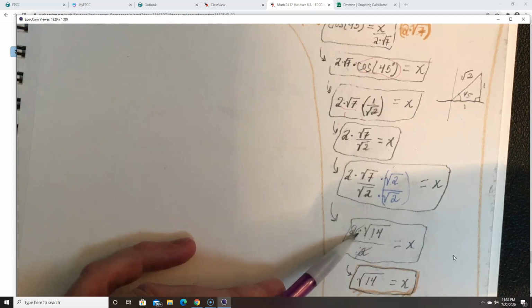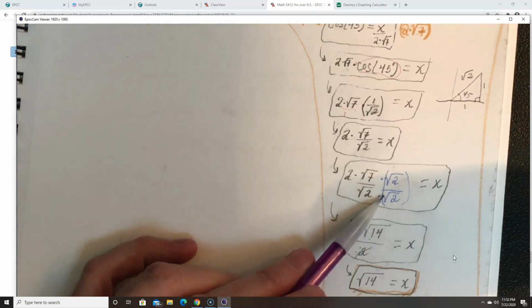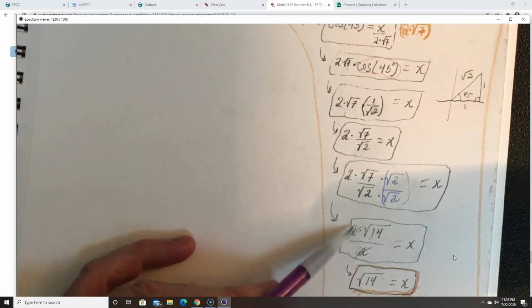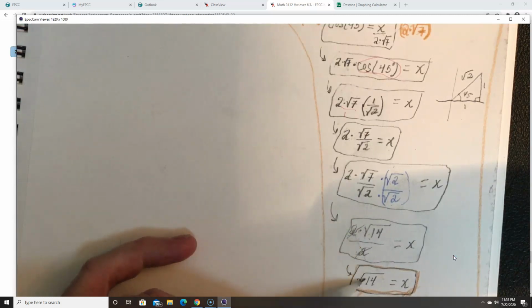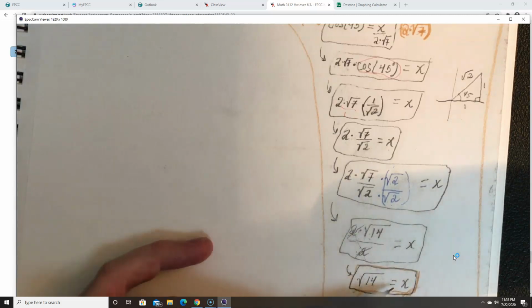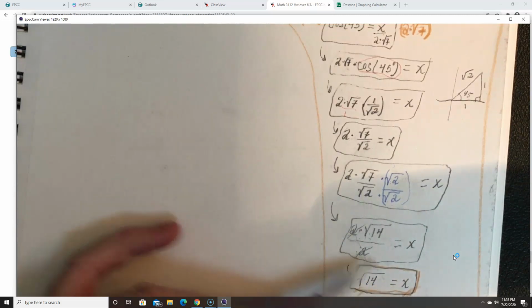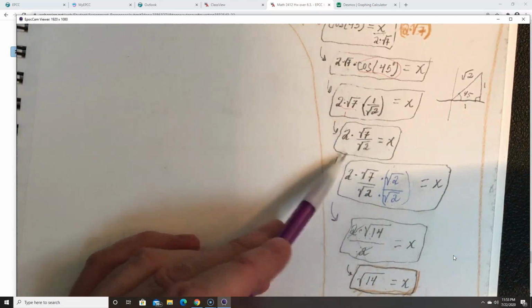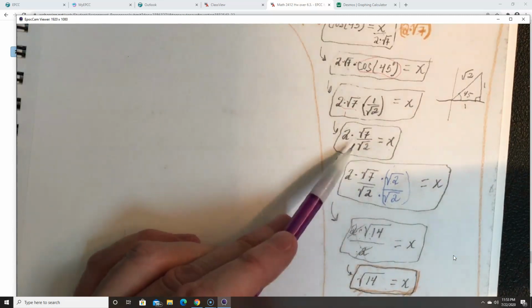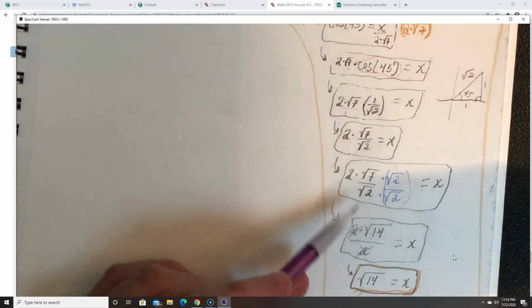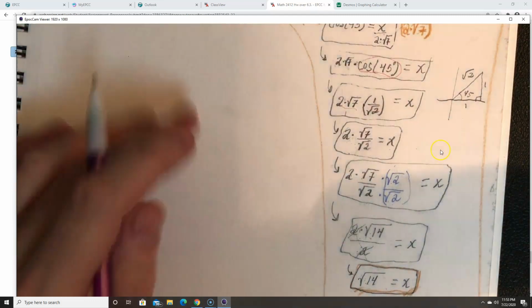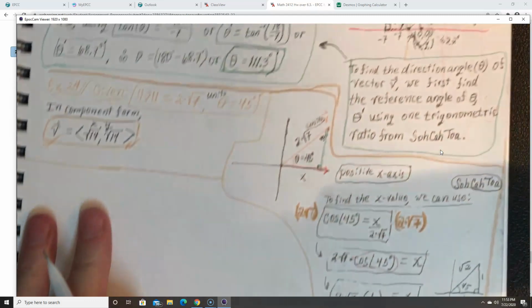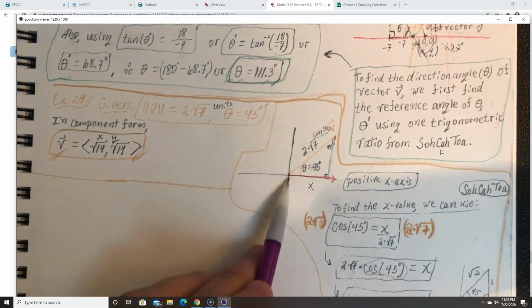And that was worth doing, because now this 2 divides with this 2 to 1. 1 times the square root of 14, you can just write square root of 14, as a times 1 if you want it, but you don't need to write it, equals x. And this is much cleaner than leaving it like that, but it's not wrong to leave it like that. So I put the square root of 14 for the x value, which is this right here.